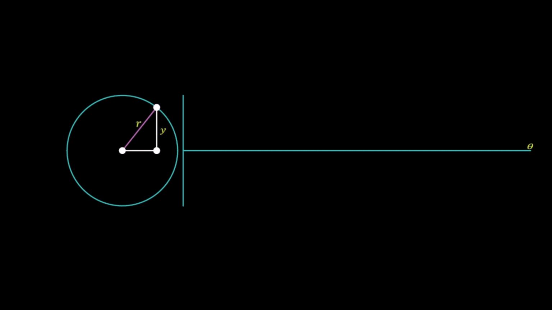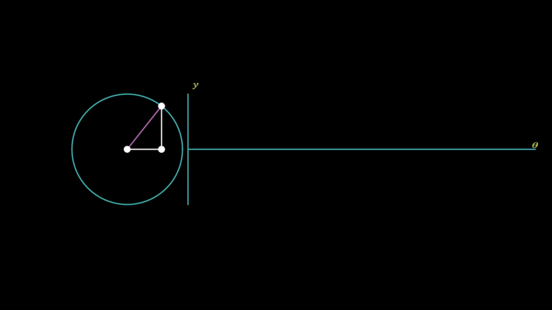In this instance, the radius of the circle r is 1, so we have y divided by 1, which is just the value of y. So the height of our function is the height y. Let's place the height y at the correct position along the theta axis.